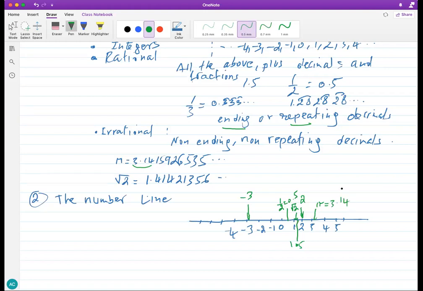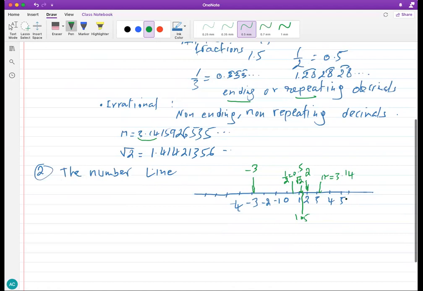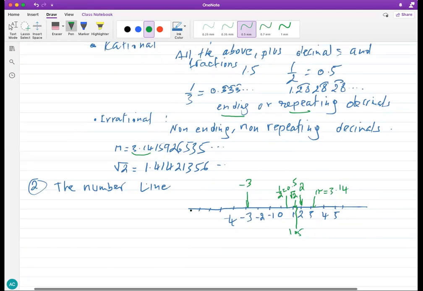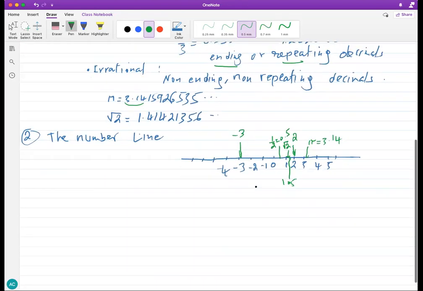And of course, the other number, 3 squared, which is 9, will be somewhere further down the line. Okay, so that's what I mean by the number line. All the real numbers can be put on this number line.